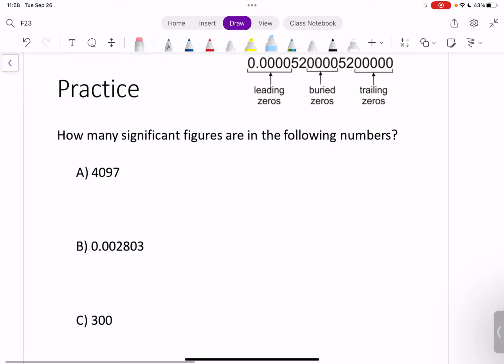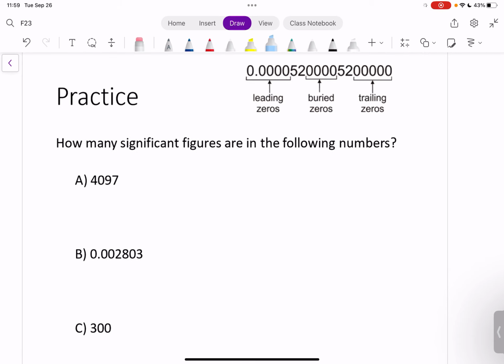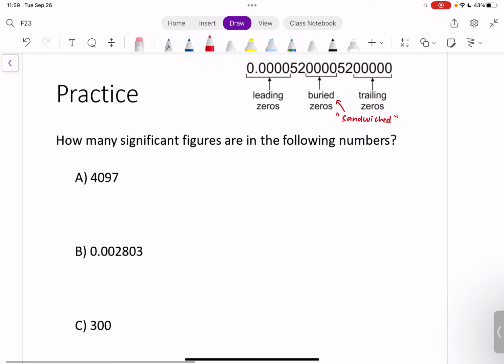Okay, so let's practice. This little graphic up here is really helpful, but we used a different vocabulary word for buried zeros. We said sandwiched zeros, so I'm going to put that there. All right, so how many sig figs are in the following numbers? Pause the video, try it out. You can be wrong, right? This is the perfect time to be wrong instead of on a test or a quiz.